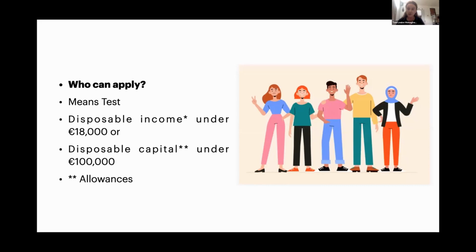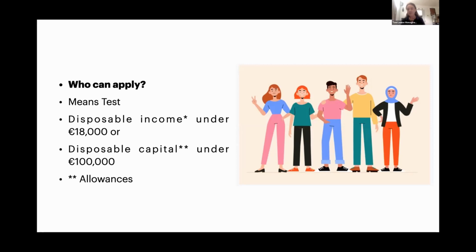And in working that out, there are certain allowances that we take into account. For example, we will have allowances for childcare, for dependent children, for spouses, for partners. So they will get allowances for those. We also have to, the merits test also means you have to pass the disposable capital test, which means you must have a disposable capital of under 100,000.